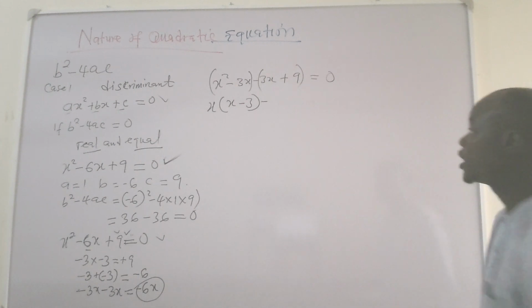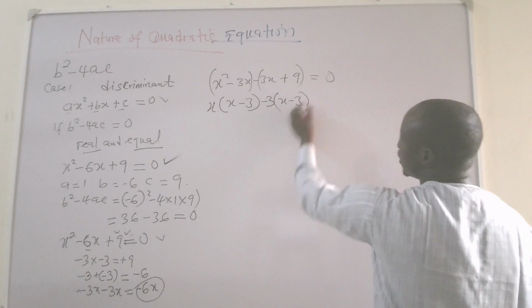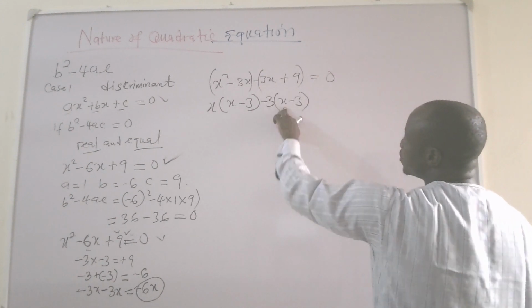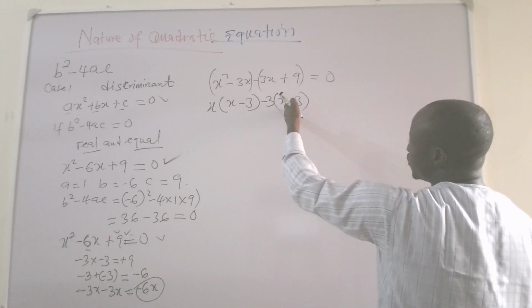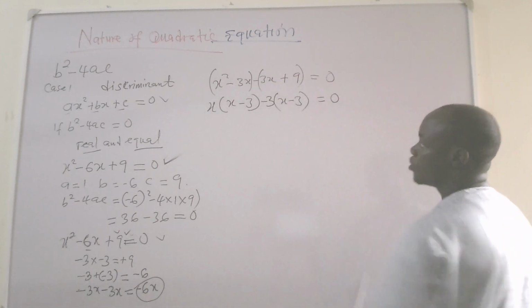So we will now simply factorize 3 from here. So we have 3, and we now have x minus 3. Minus 3 times x, of course, we have minus 3x, and minus 3 times minus 3 we have plus 9. So we now have this equal to 0.